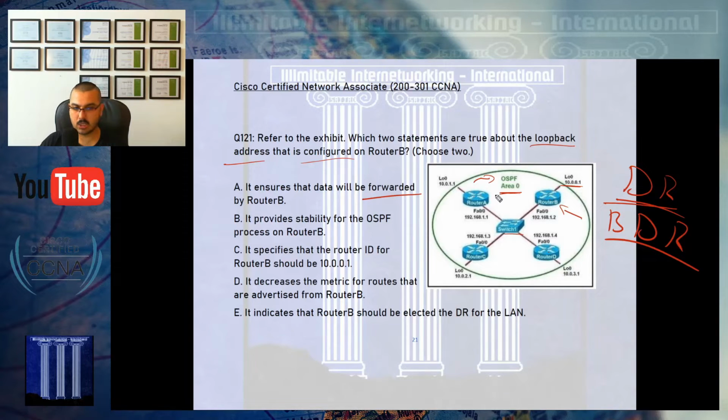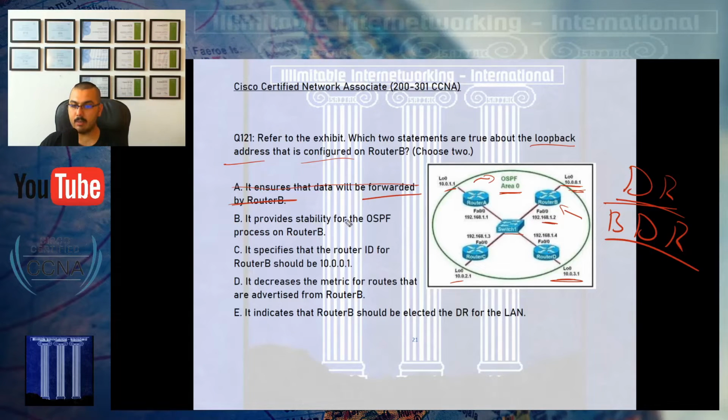So the DR from this topology should be the one with the biggest loopback. You have a lot of zeros, not like these guys. Actually, this one is the biggest loopback address. So definitely router B will not be a DR because it doesn't have the biggest IP address, neither the biggest loopback. So it will not be you.